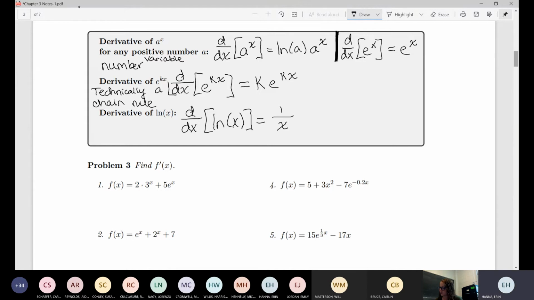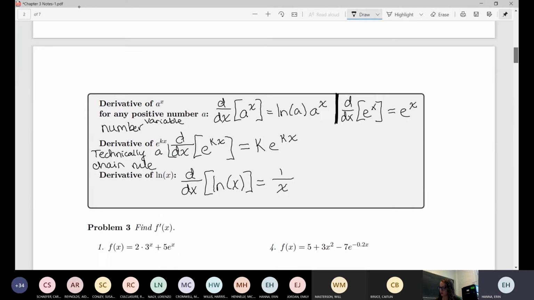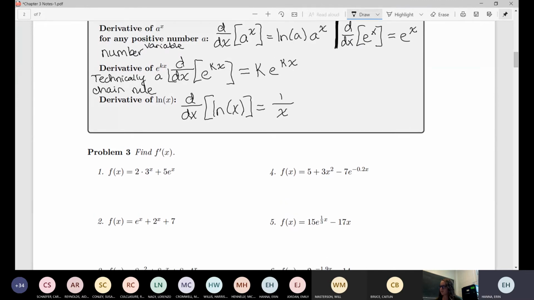And now let's go through some examples. So let me try to scroll down the tiniest bit. That's not right. There we go. So find the derivative. So we start with 2 times 3 to the x plus 5e to the x. Let me split this up so I don't run into my next problem. And let me start over here so I don't run out of space.